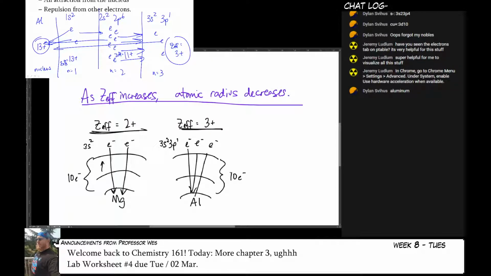So you can directly compare any two atoms and figure out which atom will be bigger or smaller. You're going to look at the following qualities. First, look at N. If something has N equals 3 versus N equals 2, obviously N equals 3 is bigger. There are more layers of electrons. They exist further from the nucleus.